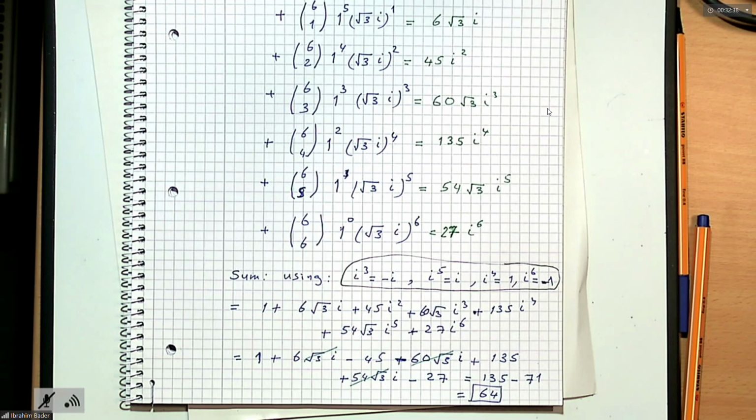I squared is minus 1. Minus I, minus 1 times negative 1 is 1. I to the power 5, you have 1 times I. And I to the power 6 is minus 1.